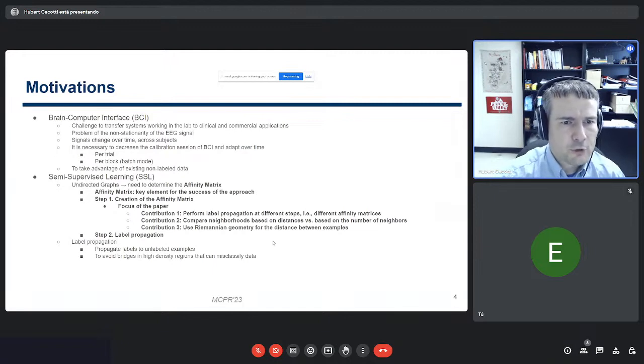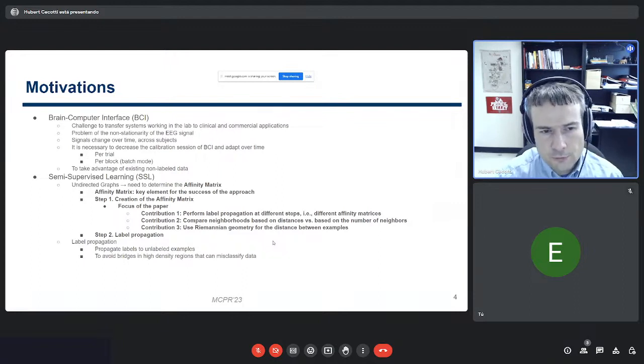The motivation for brain-computer interface, as I mentioned in the introduction, is really how we go from the lab, from research papers, to clinical and commercial applications. That's really a big problem. We need to decrease the calibration session for BCI and to adapt over time. Per trial, after every trial, we modify the system depending on what we obtain, or per block. Per block is what we're proposing here: we have unlabeled examples, and we consider these unlabeled examples in order to take advantage of the data.